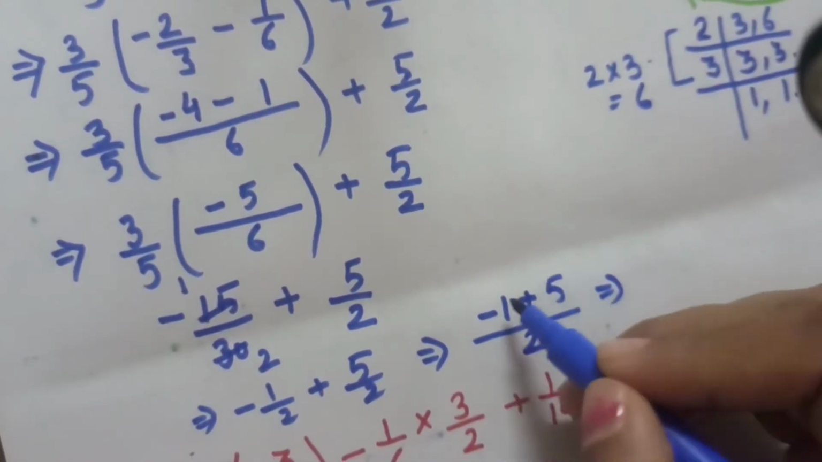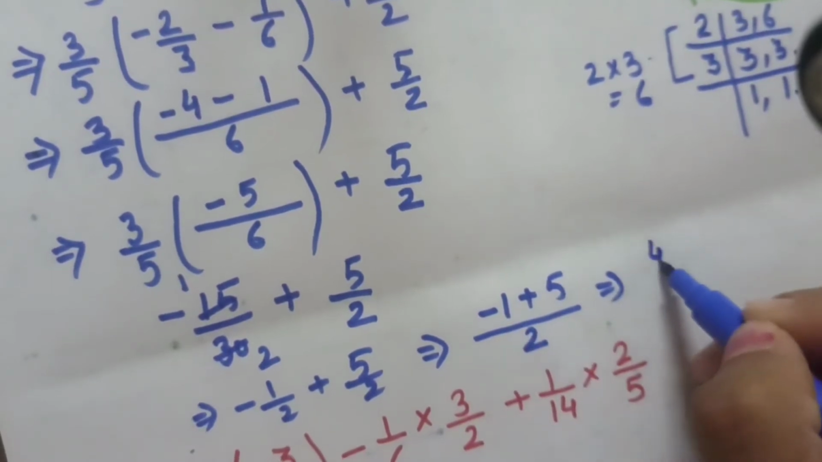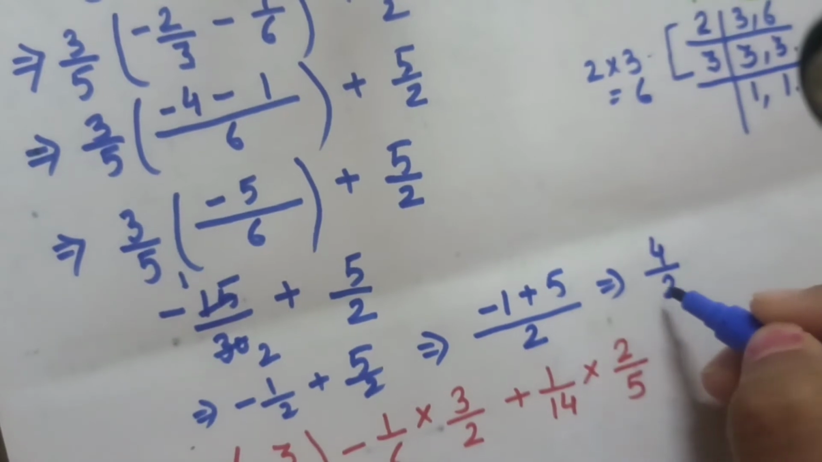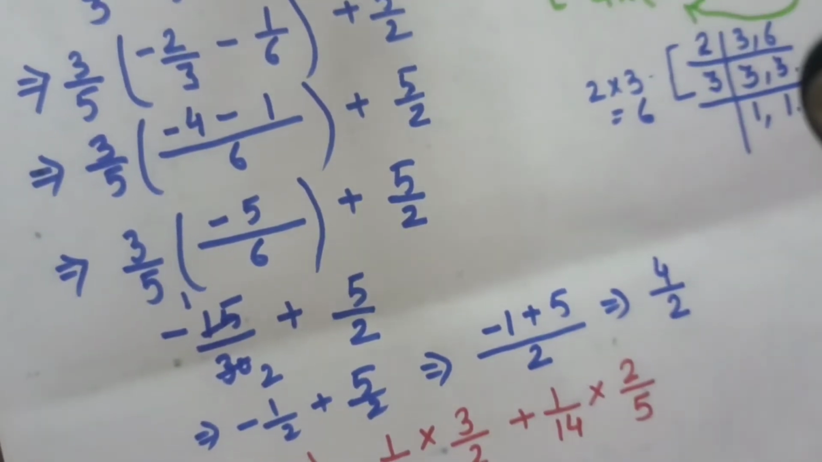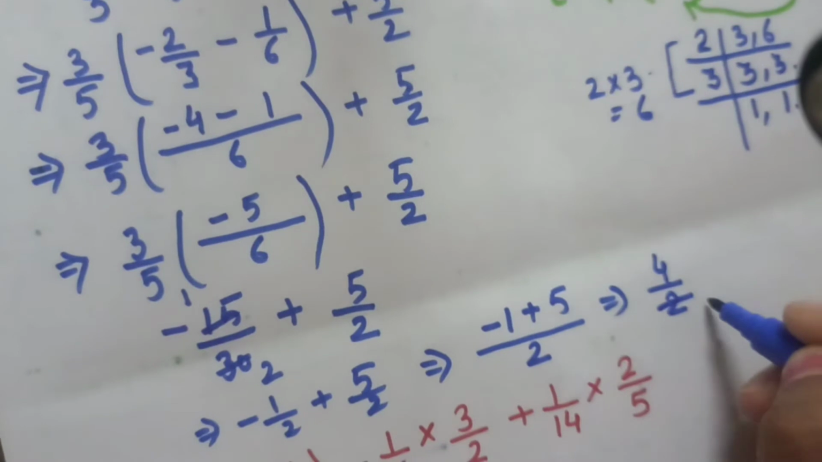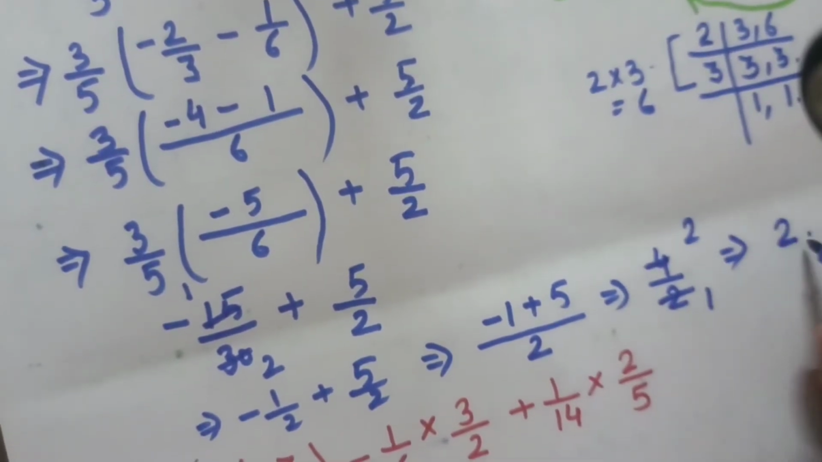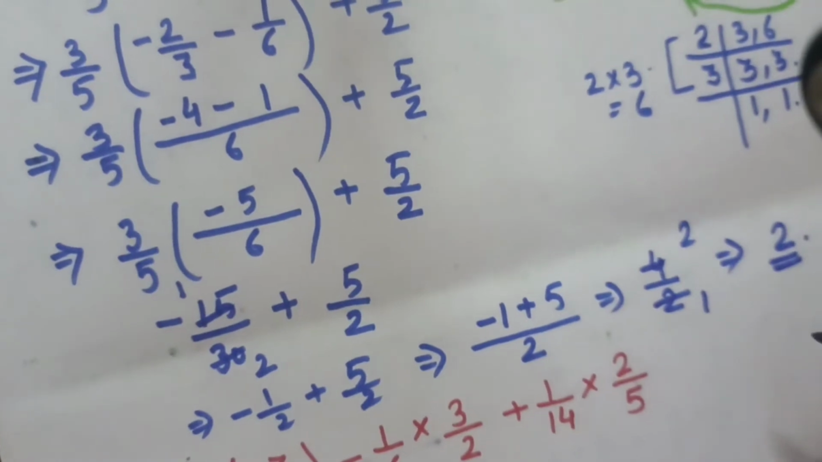So when we subtract 1 from 5, we will get 4, and the denominator will be 2. When we divide 4 by 2, we'll get 2 ones are 2, 2 twos are 4. The answer will be 2. I hope you get it.